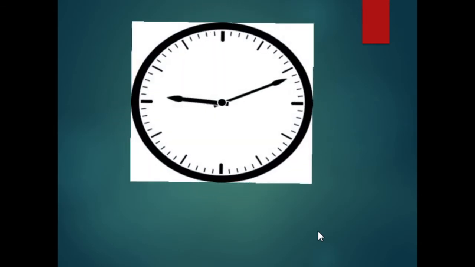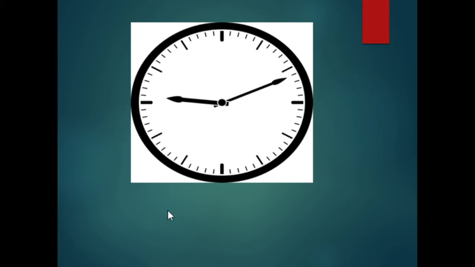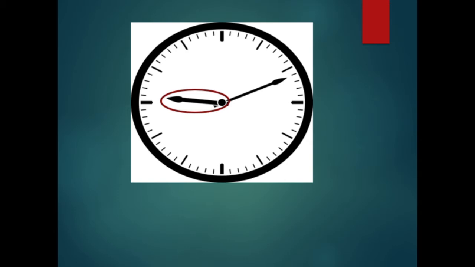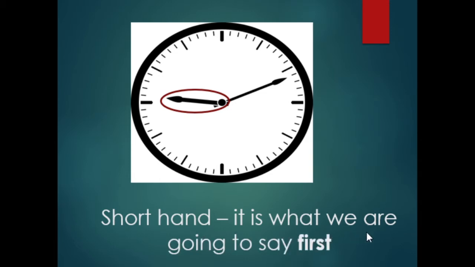Okay, now look. Supposing we have numbers here. This is 12. 1, 2, 3, 4, 5, 6, 7, 8, 9, 10, 11, and then 12. First, we need to identify where the shorthand is. This is our shorthand, and this is the longhand. Remember, kids, the number the shorthand points to is what we are going to say first when we tell the time.